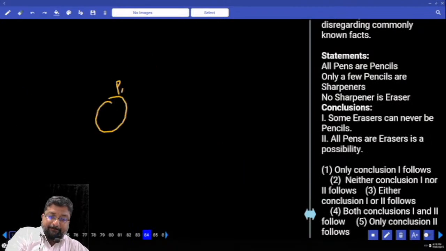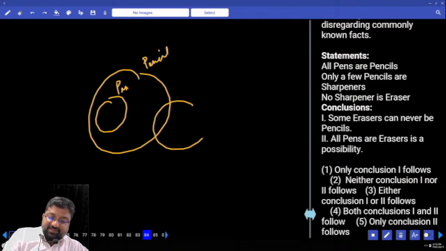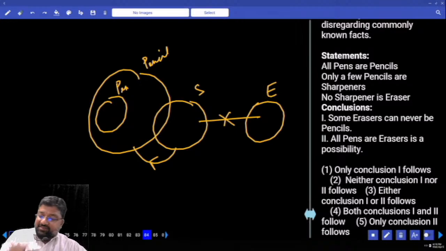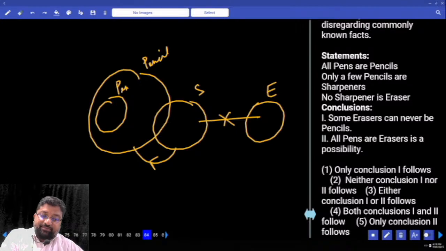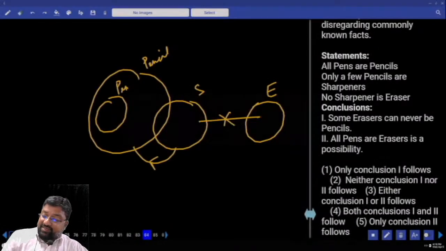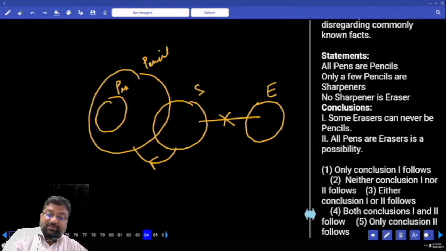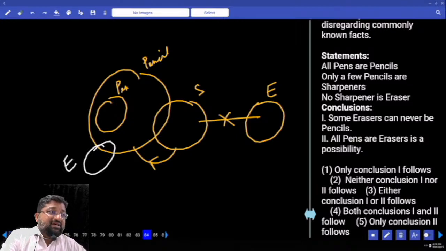All pens are pencils. Only a few pencils are sharpeners. No sharpener is eraser. Some erasers can never be pencils. And some erasers being pencils is not a possibility. What did he say? Some erasers being pencils is not a possibility. Can erasers touch pencils? Yes. So some erasers being pencils, is it a possibility or not a possibility? It is a possibility. But he says can never be, which is wrong. He says it is not possible.